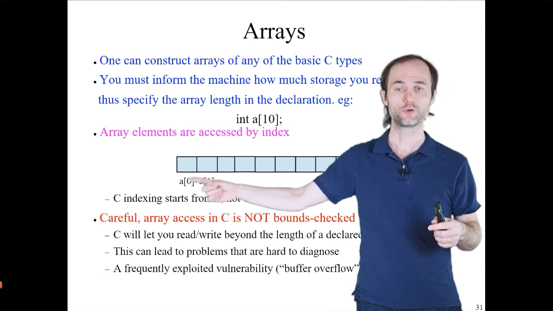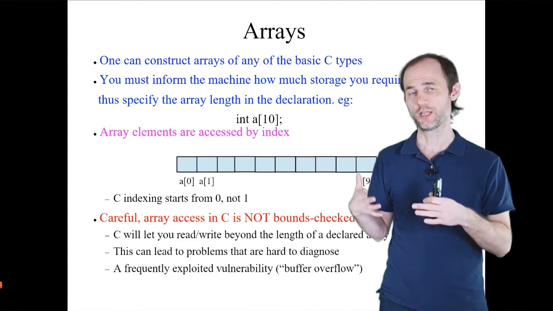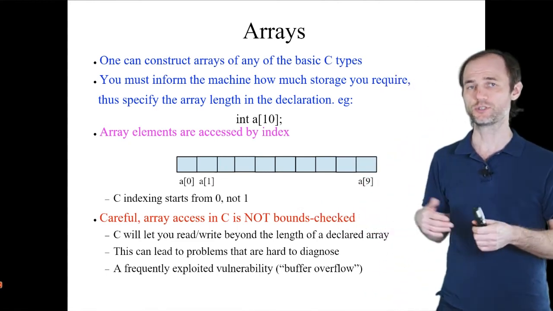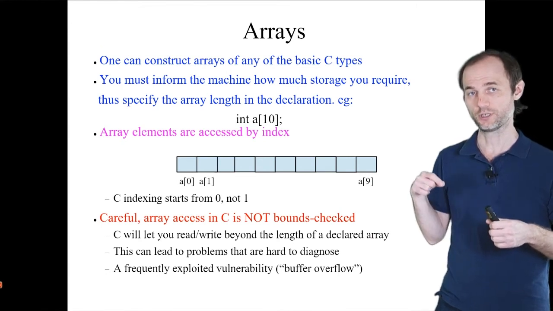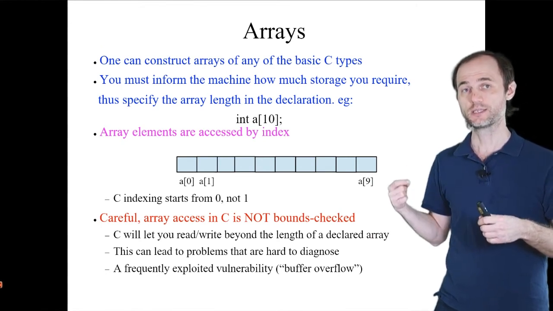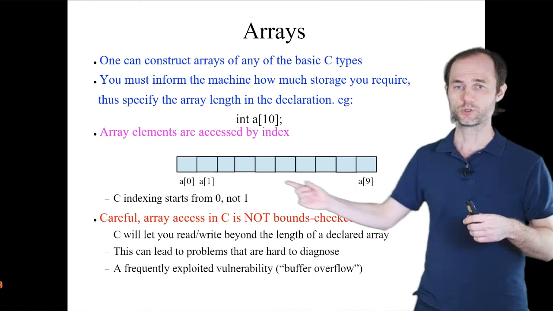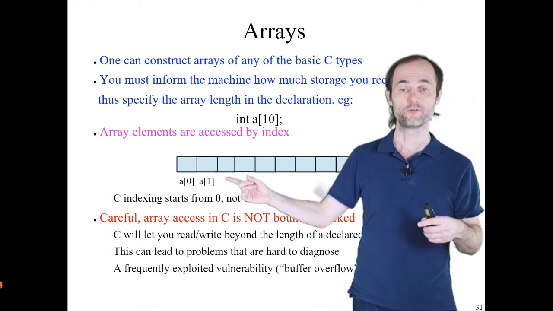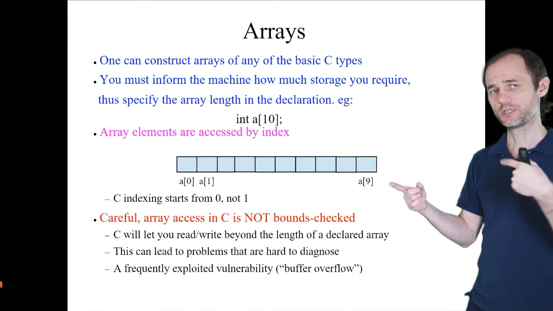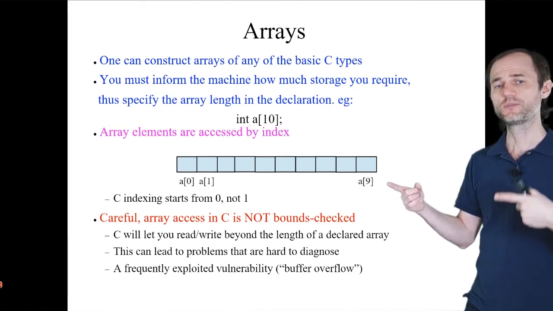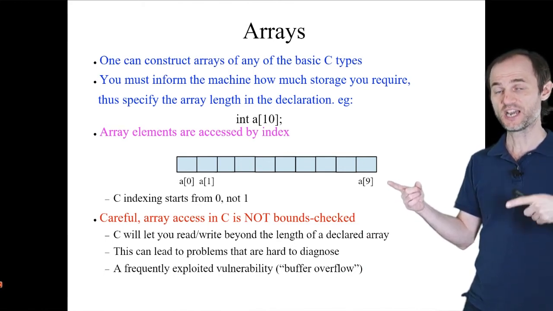That will refer to the very first element of the array, but because all the indices in C start with 0, it means that the first element of the array is actually the 0th element. So it will be a[0], followed by a[1], and ending with a[9]. Again, because the indexing starts with 0, the last element will be the 9th, not the 10th.